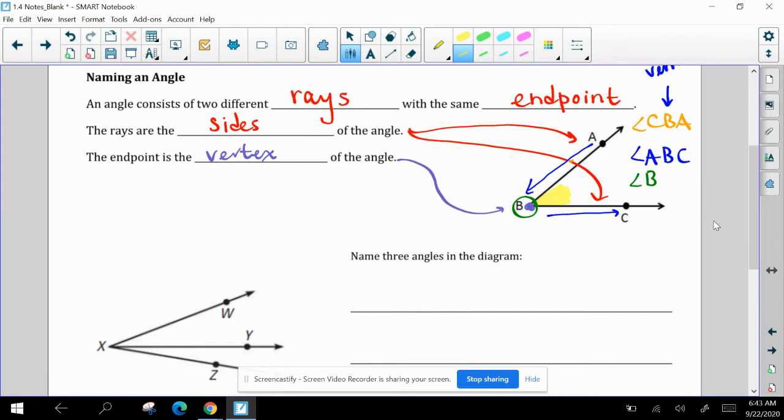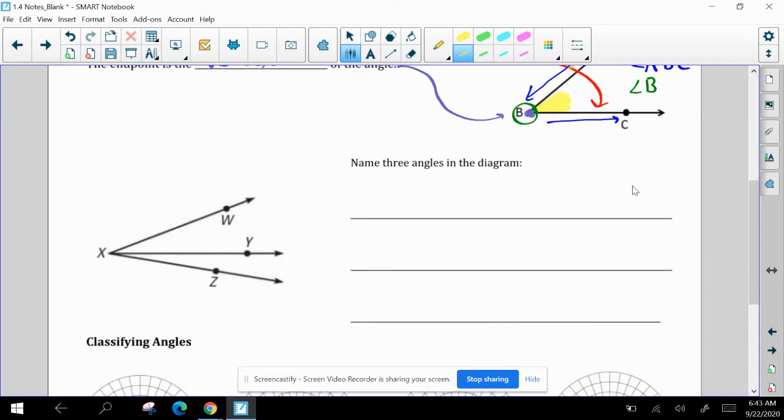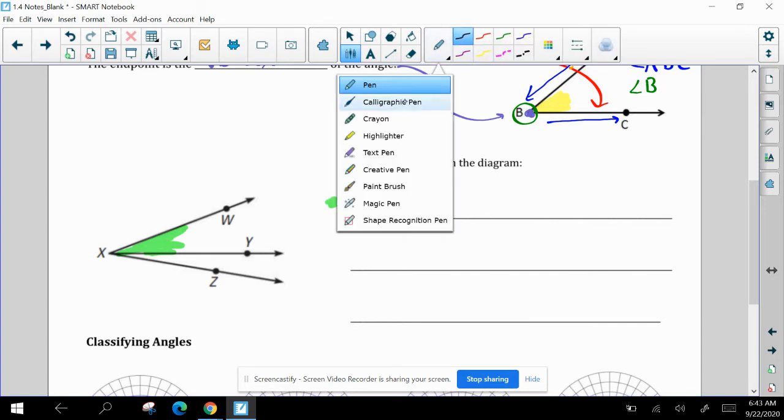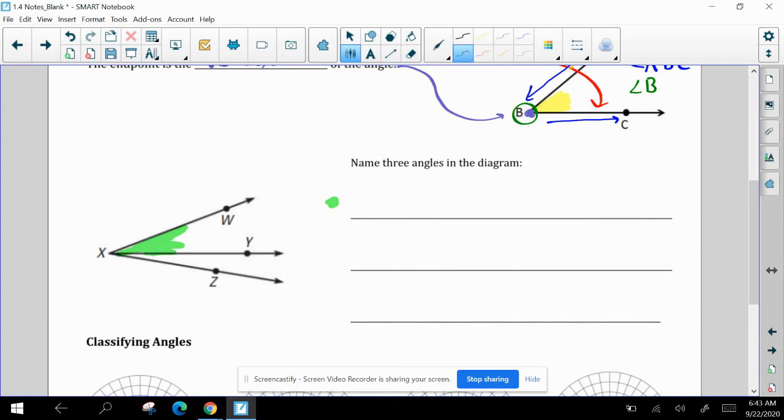So there's 3 different ways you can name this angle. Notice that the angle symbol is always in front of it. All right, so name 3 angles. I'm going to try to color code it, right? So the first angle is going to be, so let's take a look. You're kind of taking pairs of rays and looking at that angle, right?